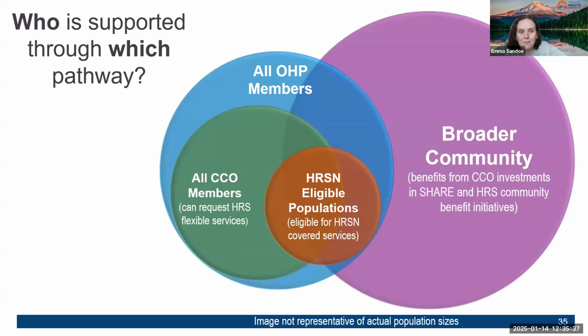Next slide. So for the folks that may have heard a variety of different acronyms and are trying to figure out how all of those work together: our Medicaid members here in blue, a portion are eligible for HRSN services, and then all members enrolled in a coordinated care organization can receive some of those flexible services through HRS, and then the broader community also sees a significant investment in both SHARE and HRS. So we are very excited about the layering that we have here to best meet the needs of people depending on which programs they're eligible for, but all of those programs working together to really meet the needs of the people that we serve.